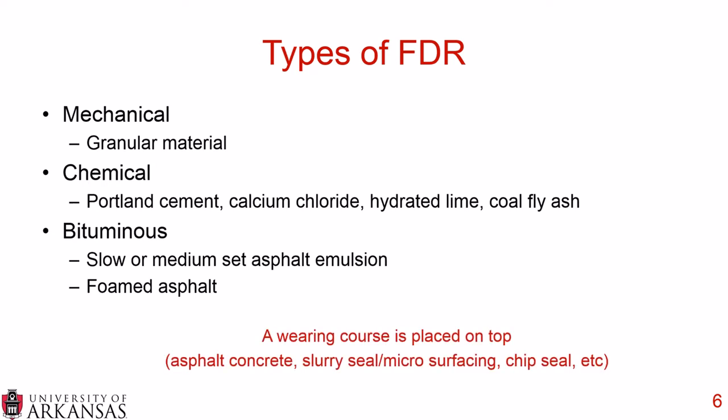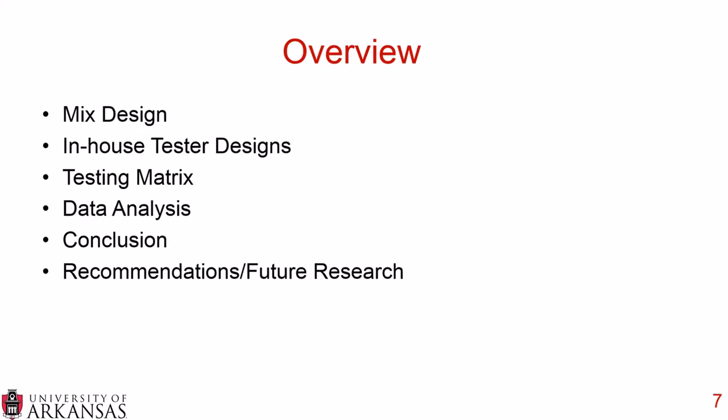As mentioned before, once you've stabilized your pulverized and mixed bound and unbound layers, you place a wearing course on top. That can be an asphalt concrete overlay, slurry seal or microsurfacing, chip seals, or various other types of surface treatments. With that brief background on FDR, this is what we'll be talking about today.